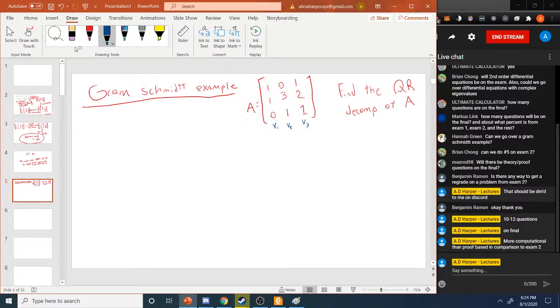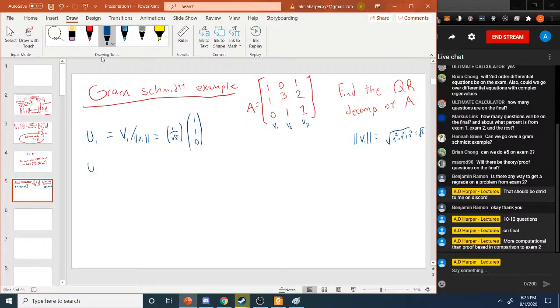So the first thing we're going to do is run through our Gram-Schmidt process, which tells us that U1 is going to be equal to V1 divided by the norm of V1. And if we go over here, we can compute the norm of V1 to be equal to the square root of 1 squared plus 1 squared plus 0 squared, which of course is just the square root of 2. So this is going to be equal to 1 over the square root of 2 times the vector 1, 1, 0.